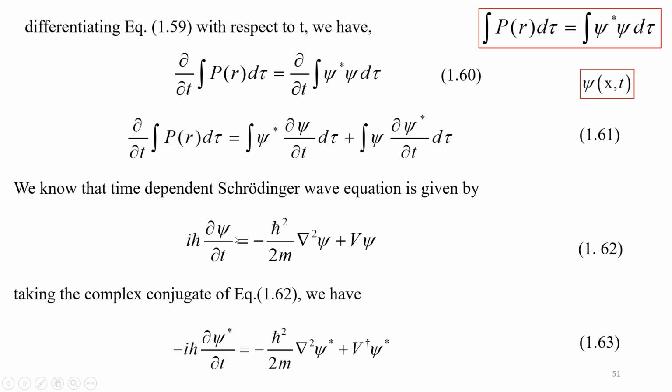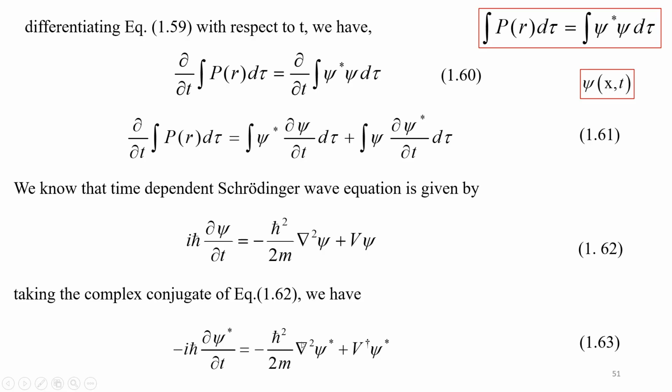Now let us take the time dependent Schrödinger equation as given by this: i h bar d psi by dt, which is nothing but your E psi, which is equal to kinetic energy part plus potential energy part. Now take the complex conjugate of equation 1.62. Wherever you find i, you'll have to go with minus i. So psi becomes psi star, and we can obtain equation 1.63 exactly like this.